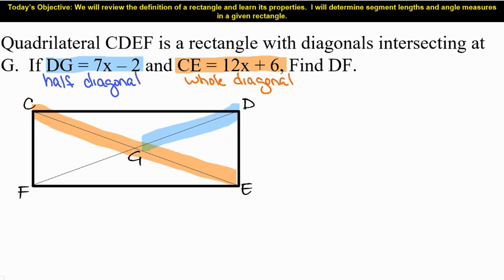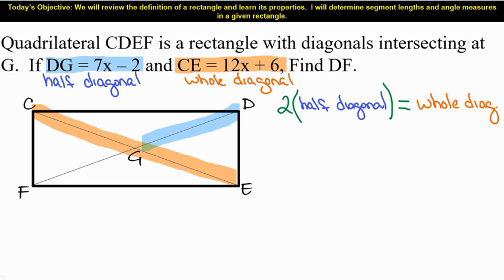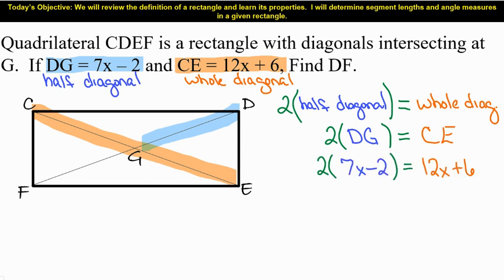Yes, Remy. Double the half diagonal, right? Because 2 half diagonals makes a whole diagonal. So then we just substitute in, right? So 2 of the DG values is going to equal 1 of the CE values. And so we substitute in.